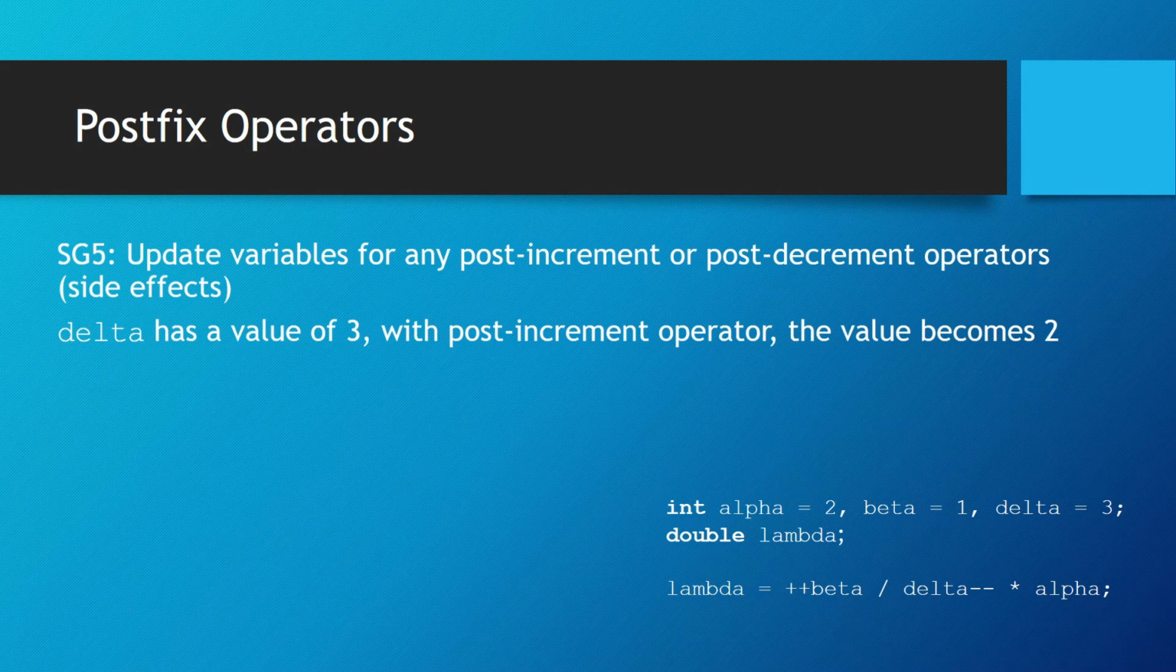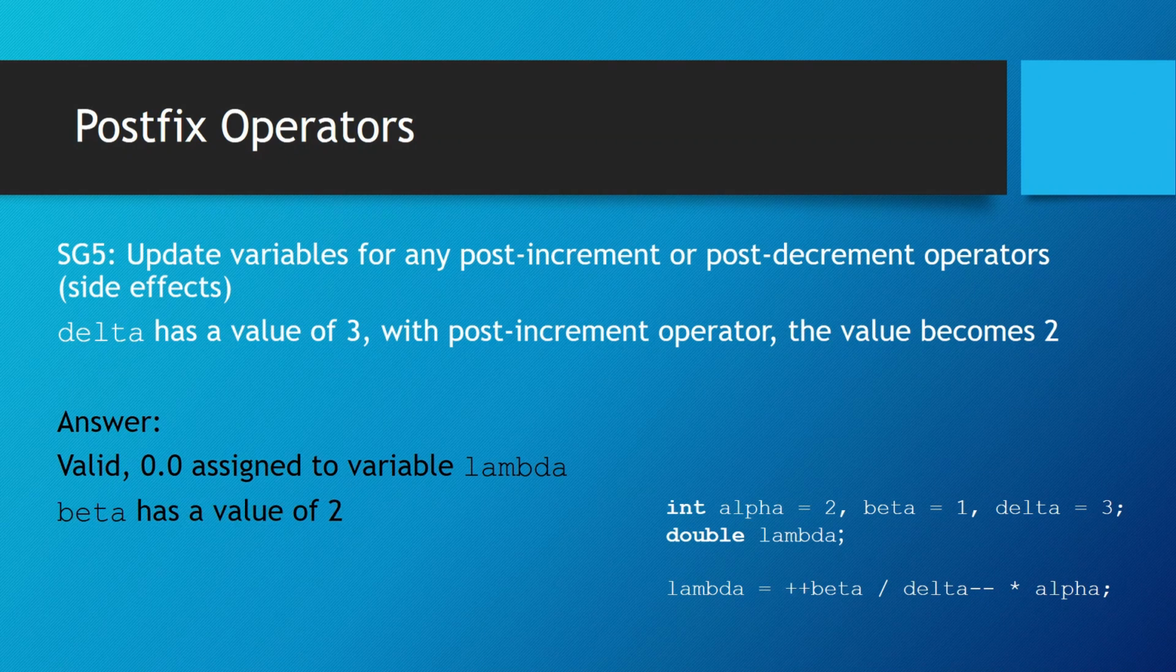This brings us to our final answer. The statement is valid. 0.0 is assigned to variable lambda. Beta has a value of 2, and delta has a value of 2.